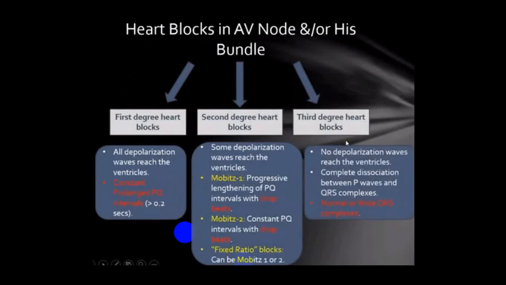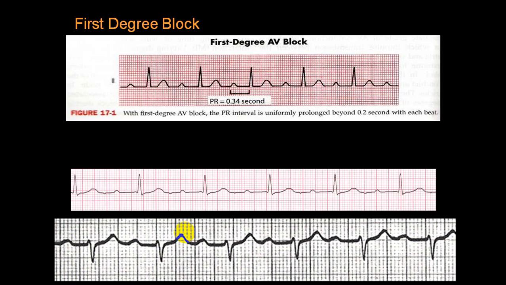This is the characteristics of a third degree heart block. Now you can have a look at this particular rhythm strip of lead 2. You can see this is a P wave followed by a QRS complex. Each QRS complex has a P wave. The QRS complex is narrow. All are in the same direction.